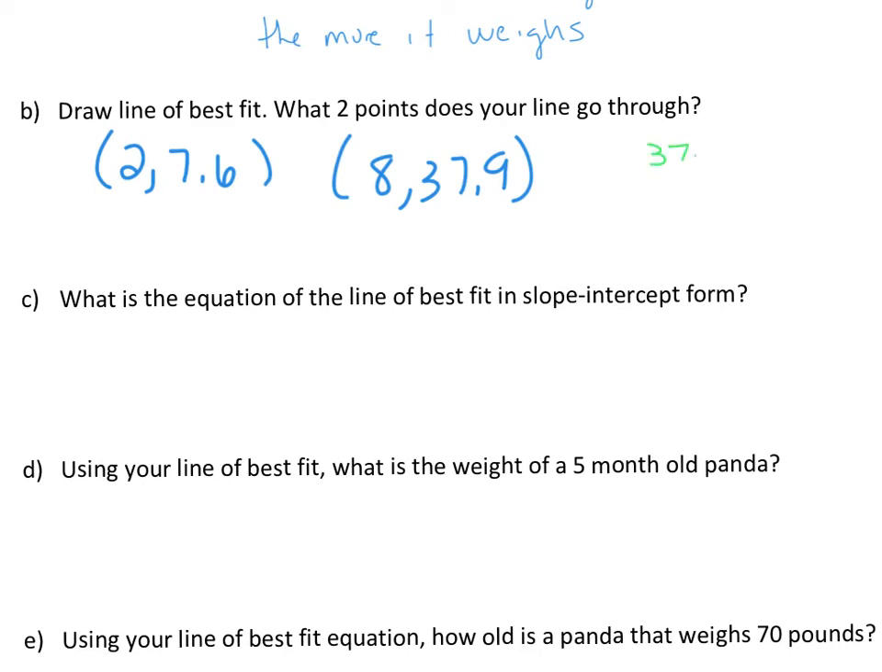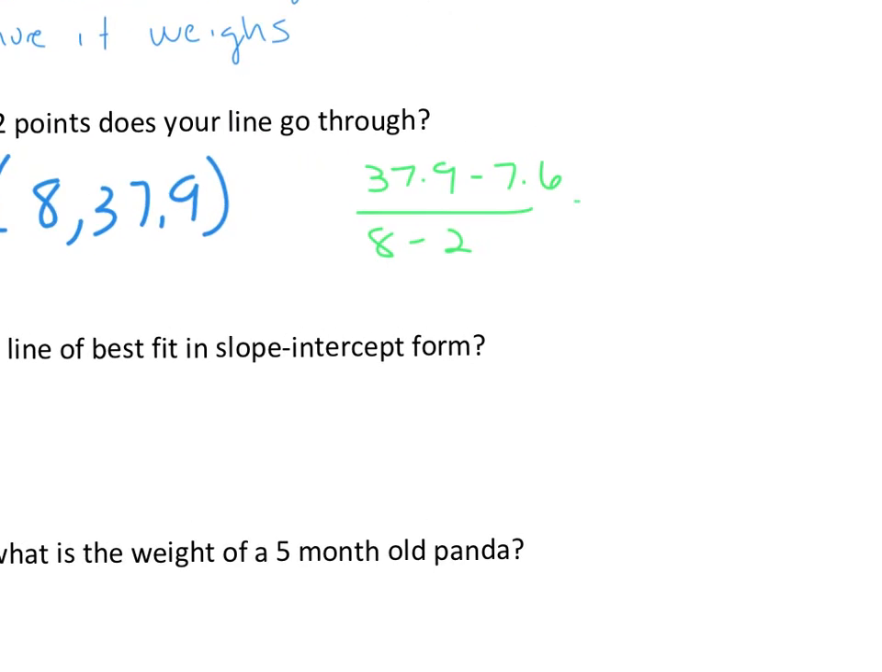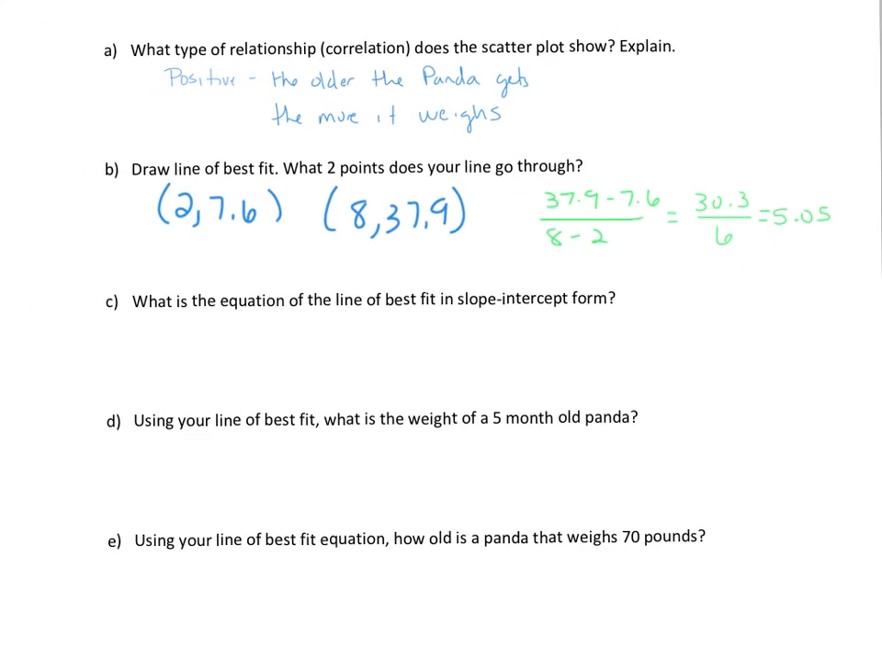So I get 37.9 minus 7.6, and then I've got 8 minus 2. All right, so on top here I've got 30.3, and on the bottom I've got a 6. So I'm going to take 30.3, divide by 6, and end up with 5.05. Okay, so there's my slope. It's positive, and that's a good thing.